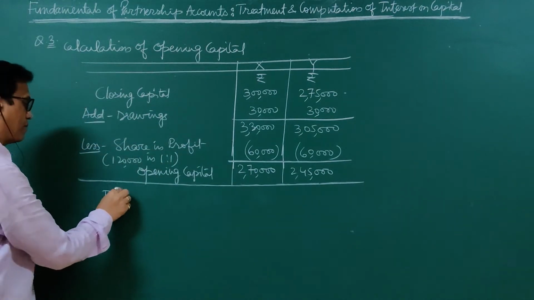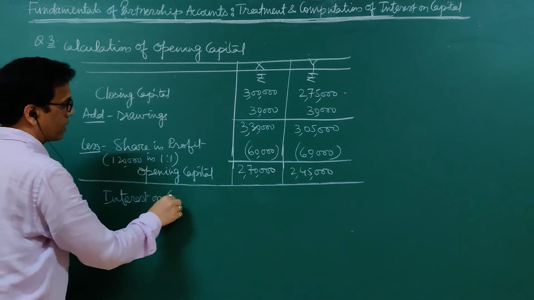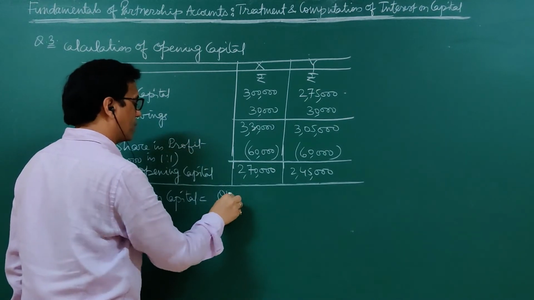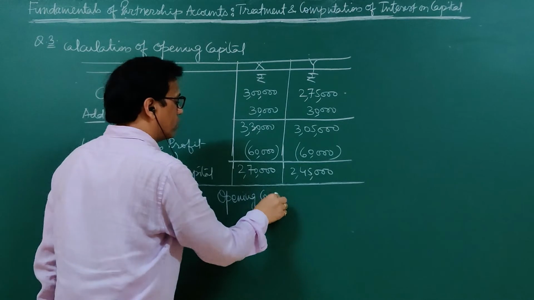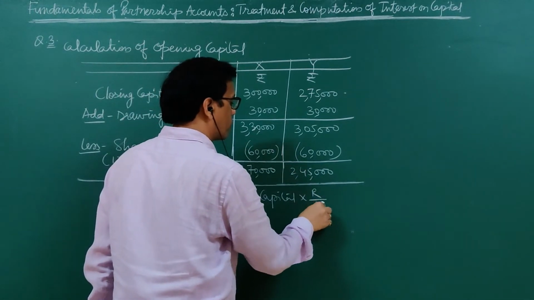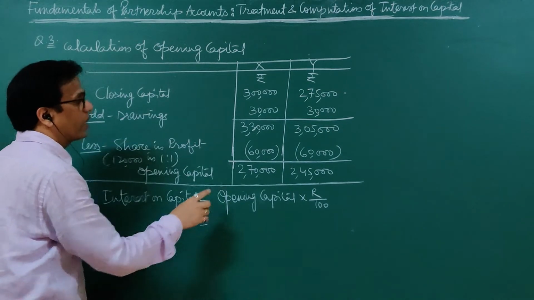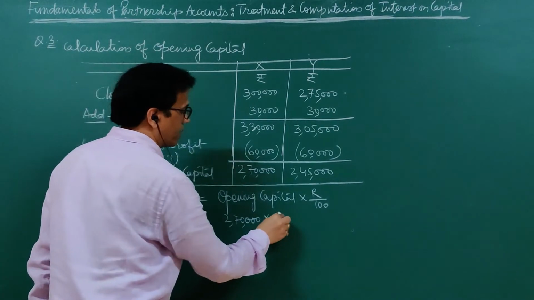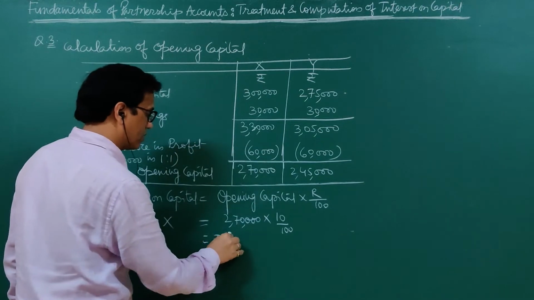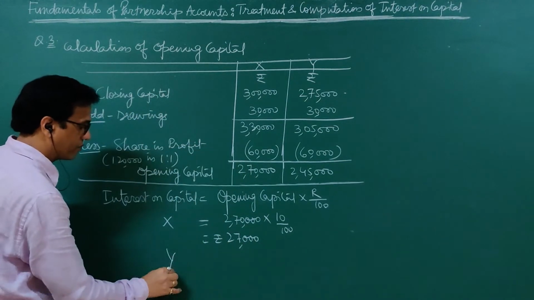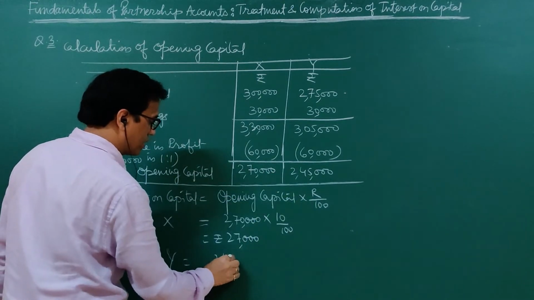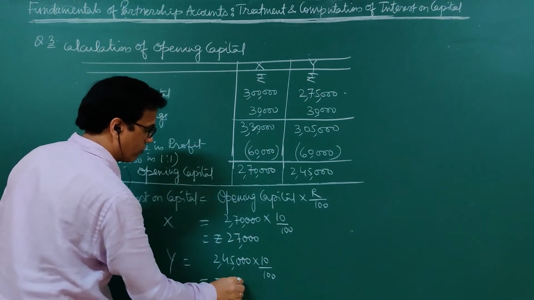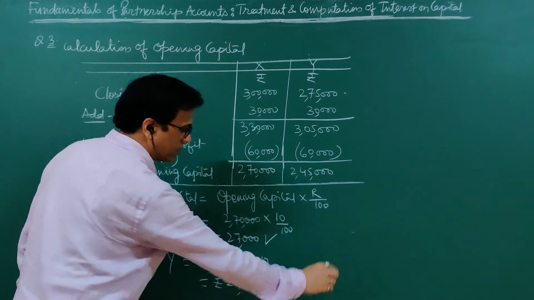Now calculate interest on capital. For interest on capital, we are given only closing capital; we have calculated the opening capital. So interest on capital is equal to opening capital into rate by 100, and this is for the full year. For X, 2,70,000 rupees is the opening capital calculated by us, and the rate of interest given in the question is 10% per annum. So it is 27,000. And for Y, 2,45,000 rupees is the amount of capital. 10% of that will be 24,500. So this is our answer.